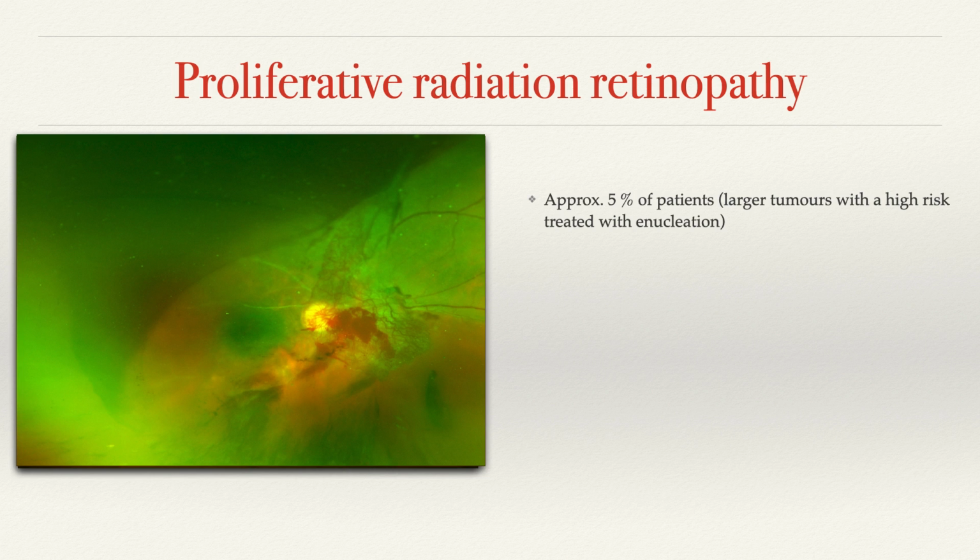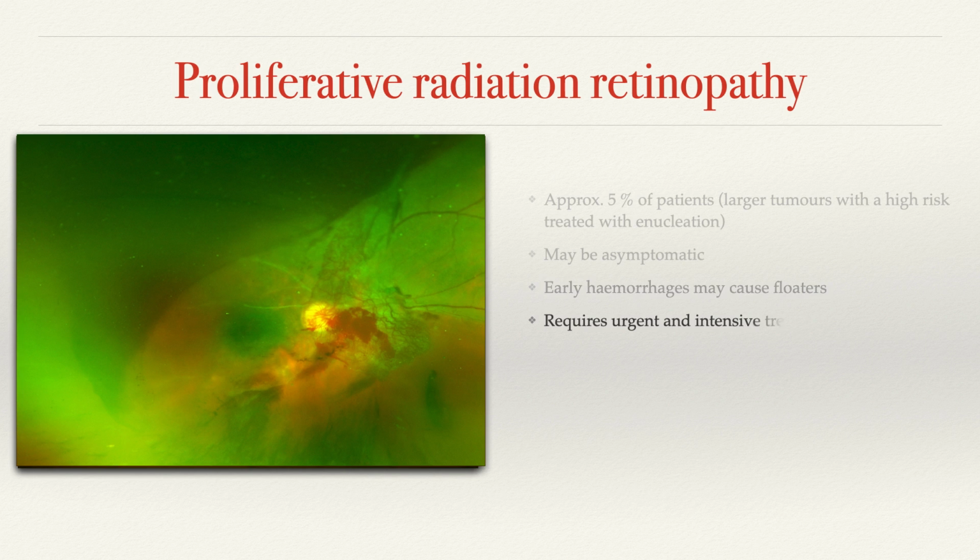We usually recommend to remove the eye and not undergo this active treatment, because you will run from one problem to another and to another, and at the end will be that proliferative radiation retinopathy. It may be asymptomatic in the beginning. When the vessels start to grow, you won't feel anything, but early hemorrhages may cause floaters in some patients. If it's just about to start, it requires urgent and intensive treatment. The aim is to save the eye. You're usually not fighting for good vision, but to save the eye with some vision, hopefully.